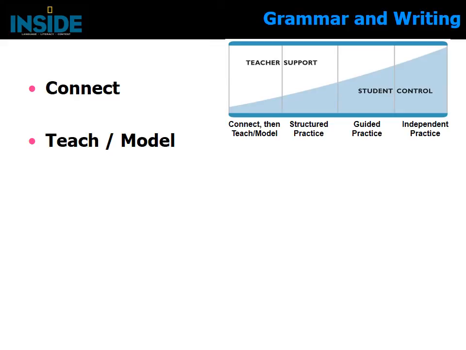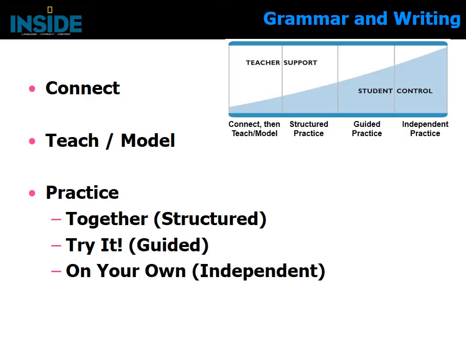In the grammar and writing lesson, you begin by teaching students what the grammar skill is and model what it is that you want the students to learn. Then it's time for students to practice what they've learned. As you can see, there are 3 levels of practice. Structured practice occurs with you, the teacher. Guided practice gives students the opportunity to practice on their own, but with you there for support if they need it. And independent practice is when they finally take what they've learned and apply it on their own.